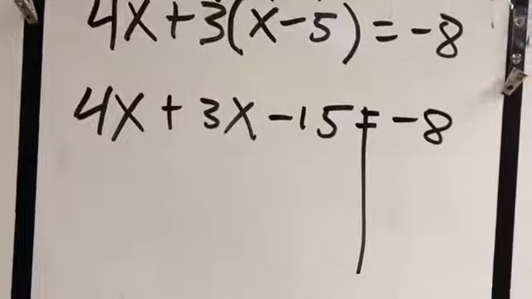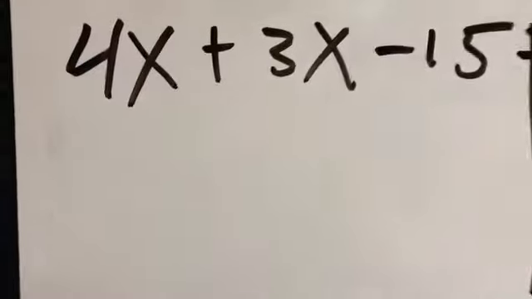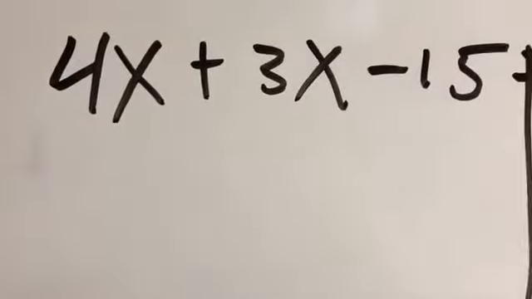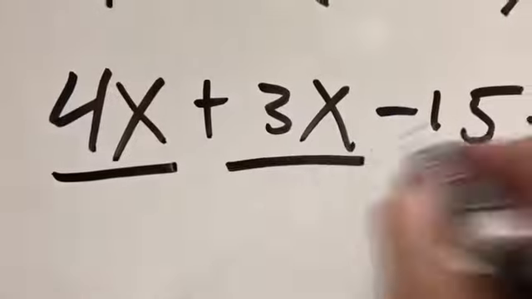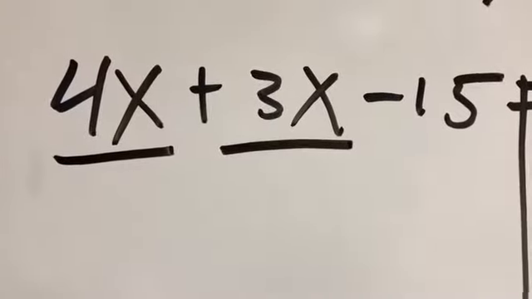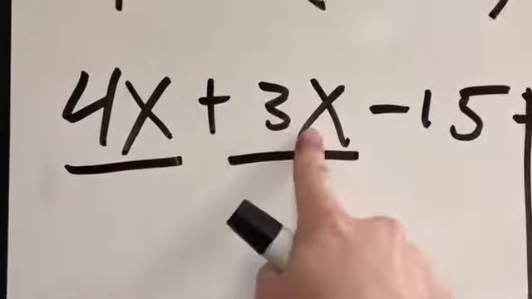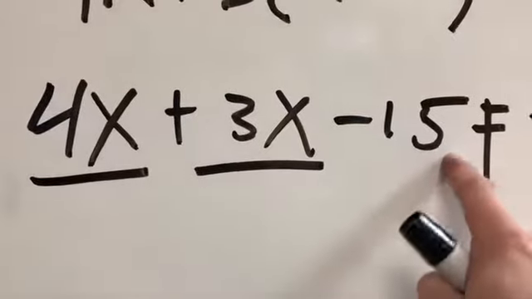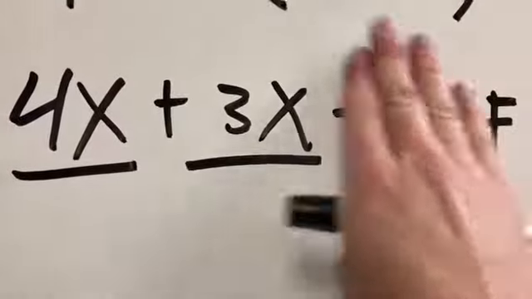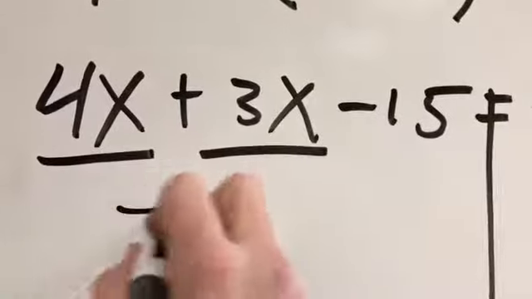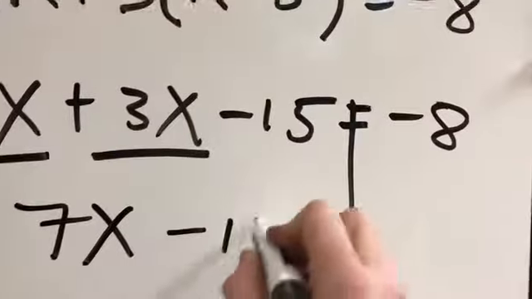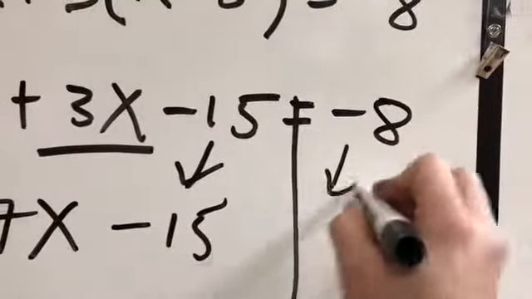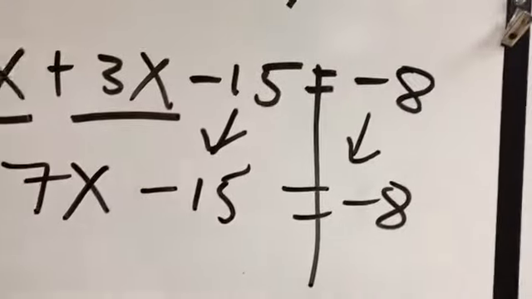Now I'm going to see if I can combine my like terms one side at a time, so I'm going to ignore that -8 for now. I see here 4x and 3x. Remember guys, like terms must have the same variable. Since -15 does not have an x, it can't be combined. 4x plus 3x is 7x. We haven't touched the -15. We haven't touched the -8 yet.